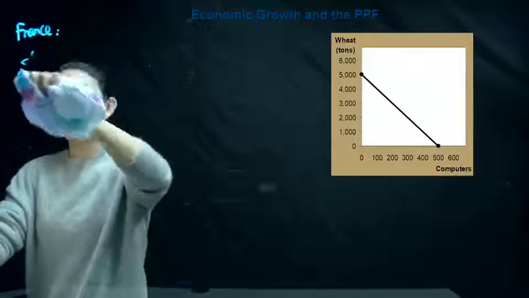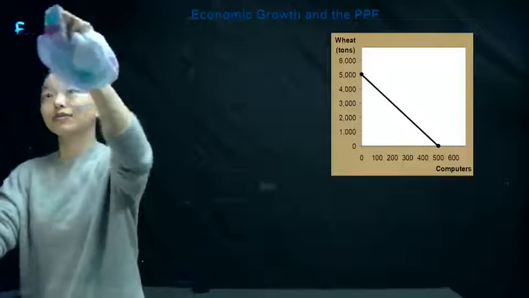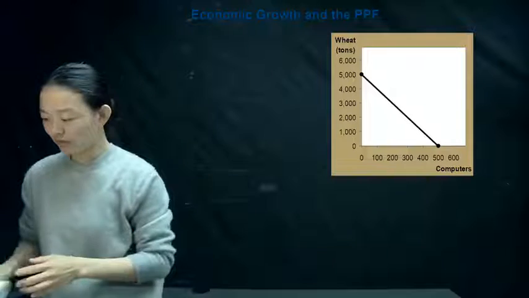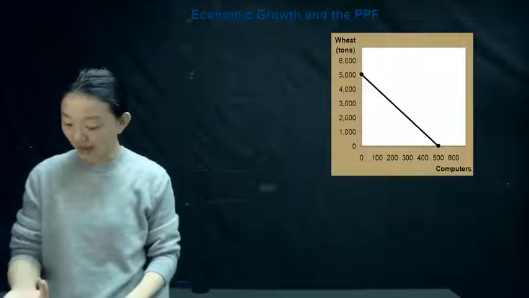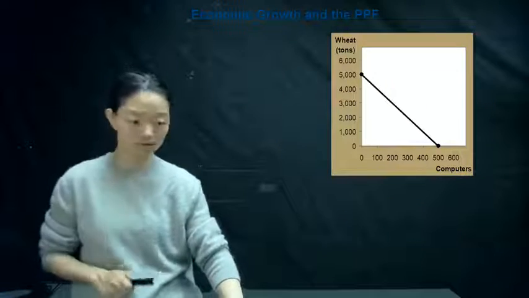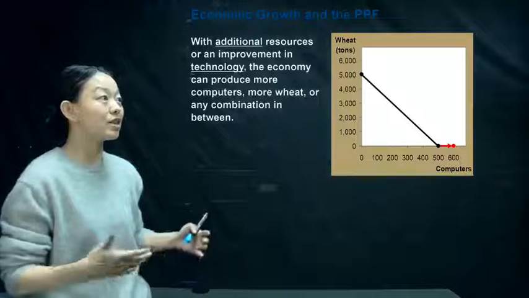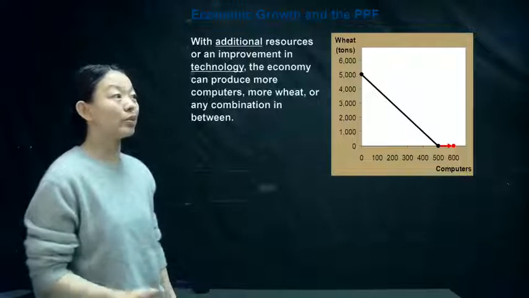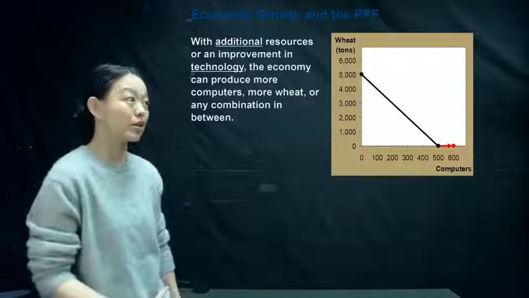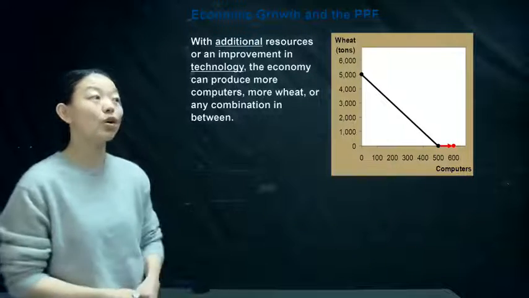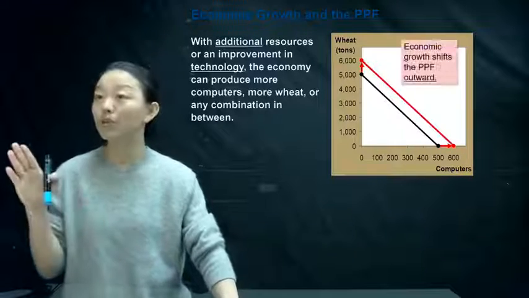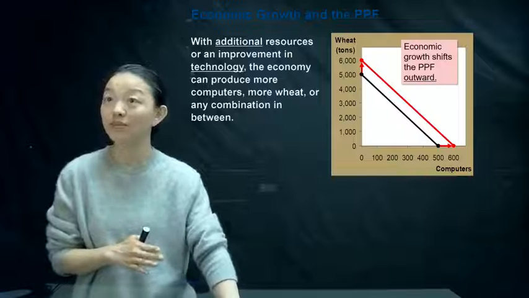So, for example, if we have more resources, or renovated technology, what happens to the PPF? Then it will shift the PPF outwards. Okay? So with additional resources or improvements in technology, the economy can produce more products, more computers, more wheat, or any combinations between, right? So it will shift this PPF outwards. Does it make sense? I think so.